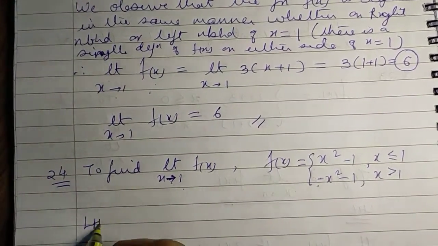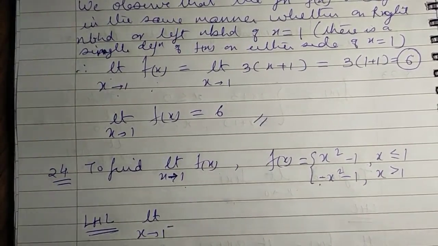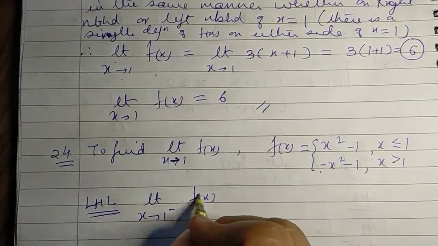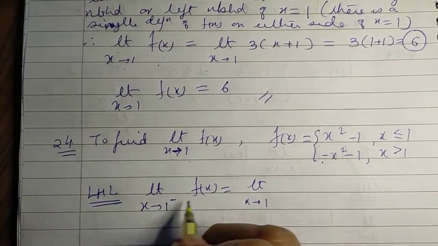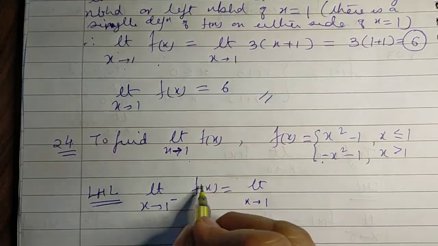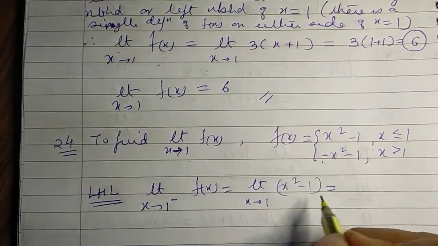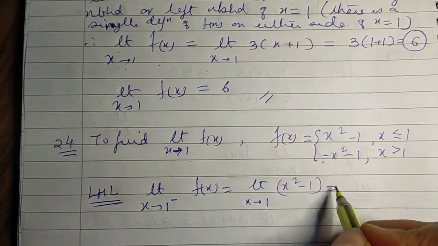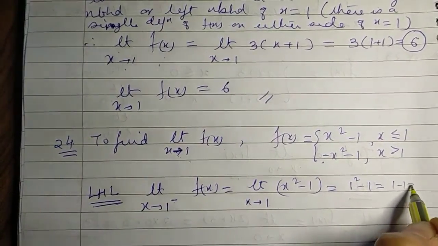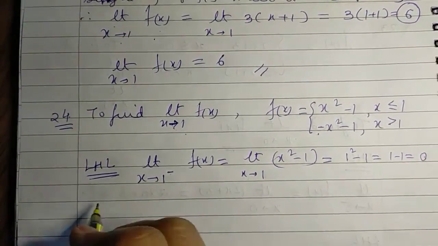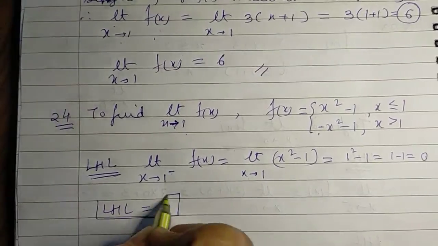So let's first find the left hand limit, which will be the limit as x tends to 1 minus of f(x). Now the next step involves dropping this minus sign and replacing the f(x) with the definition on the left, that is x squared minus 1. Now substitute x equal to 1 here. What do we get? 1 squared minus 1, which is 1 minus 1, which is 0. So we have left hand limit equal to 0.